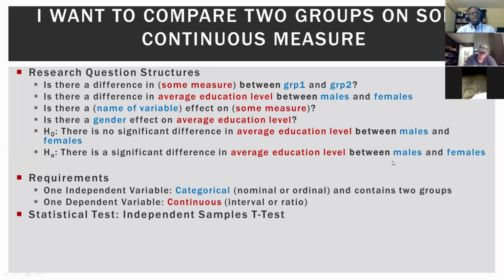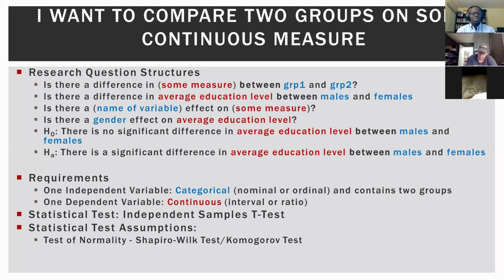Now, the statistical test, independent samples t-test, has two assumptions. One assumption is the test of normality, or it assumes that the distribution of the dependent variable is relatively normal for both groups. Okay, so that means that the distribution should have a bell-shaped curve for both males and females, and we'll get into that visually once we test that.